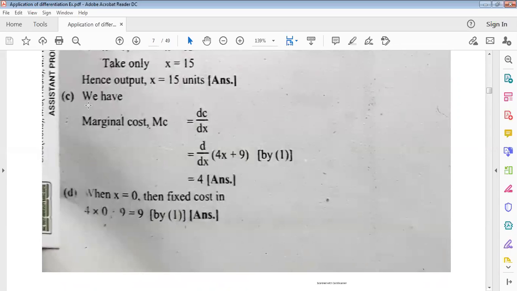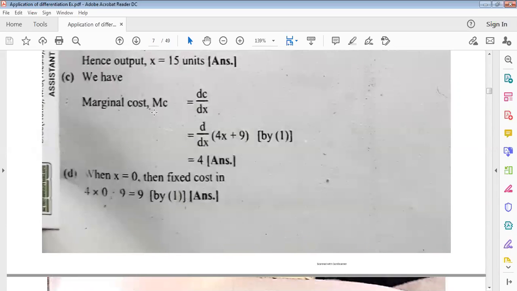Now another one: marginal cost equals d/dx of C. This is the formula of marginal cost. Putting the value of C from equation 1, taking differentiation of 4x + 9: differentiation of x is 1, so 4 into 1, and differentiation of 9 is 0. Differentiation of any constant will be 0. This is a simple differentiation. 4 is the result.